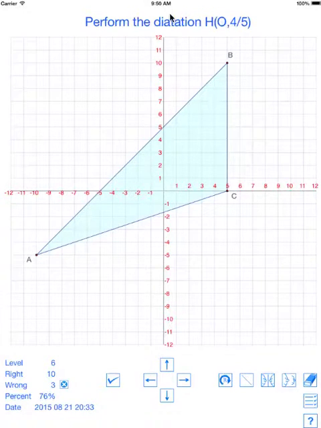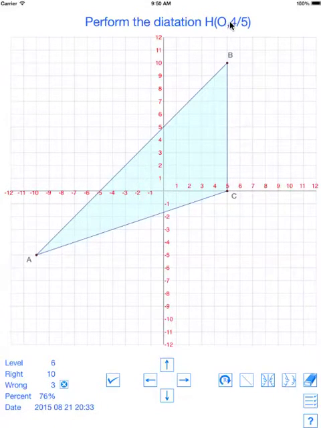Dilatations. So we're being asked to do a dilatation, which is a stretch or a shrink. You're either stretching the shape or shrinking the shape, and we're doing that about the origin. So the origin is your point of similarity. It's the point that you're stretching it away from or shrinking it towards.